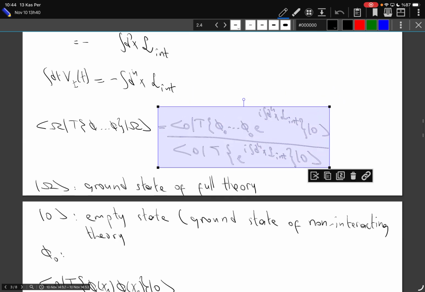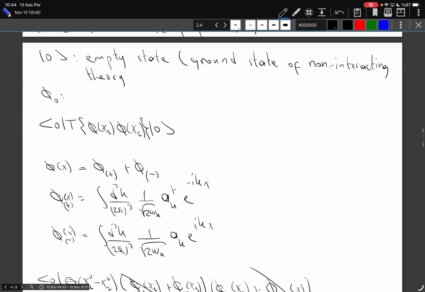Of course, in order to evaluate those, we have to expand the exponent over there. It will be an infinite expansion in the interaction. So if the interaction is small in some sense, we can justify terminating that infinite number of terms at some finite order, and we will be done.